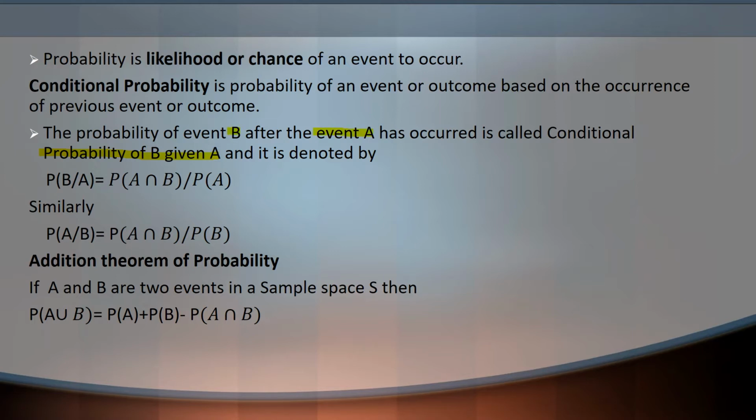So the formula for this is P of B given A is equal to P of A intersection B divided by P of A. Similarly, if we need to find P of A given B, this will become P of A intersection B divided by P of B. And the addition theorem of probability says P of A union B equals P of A plus P of B minus P of A intersection B.